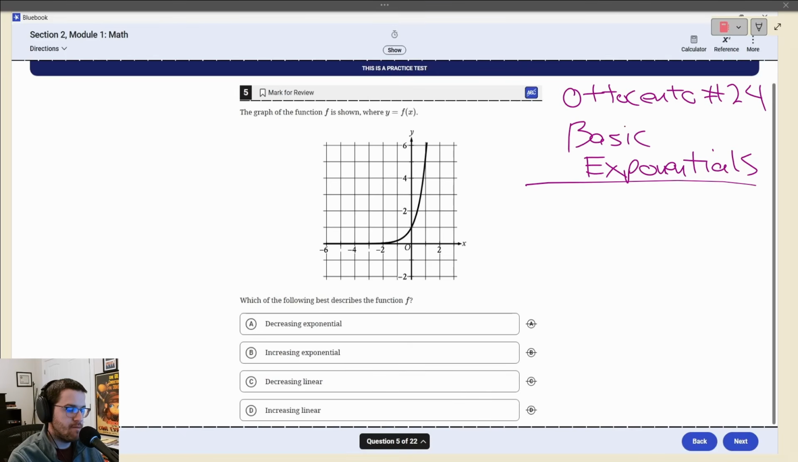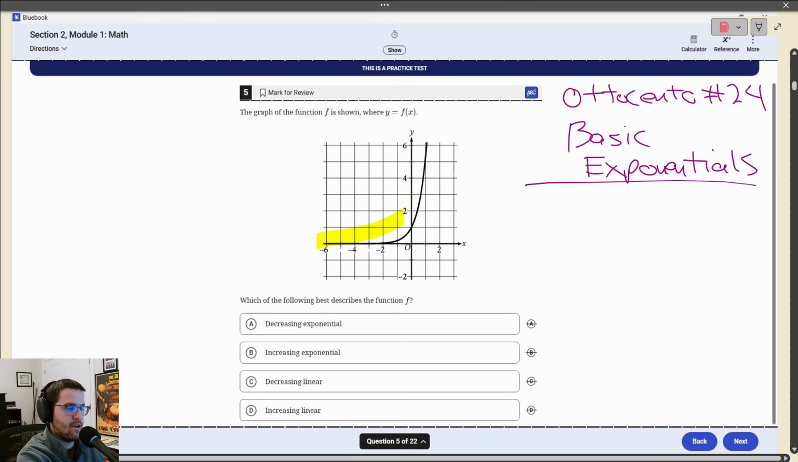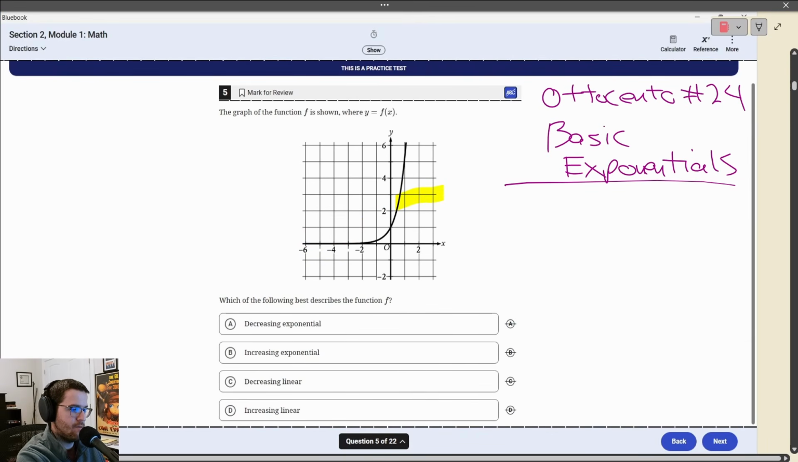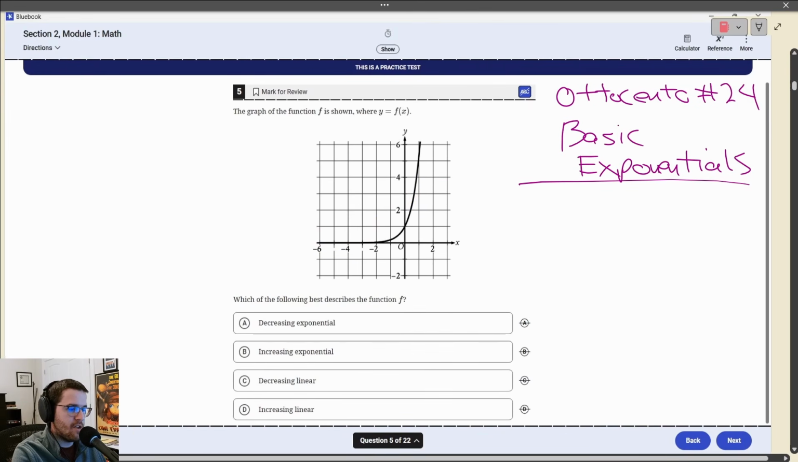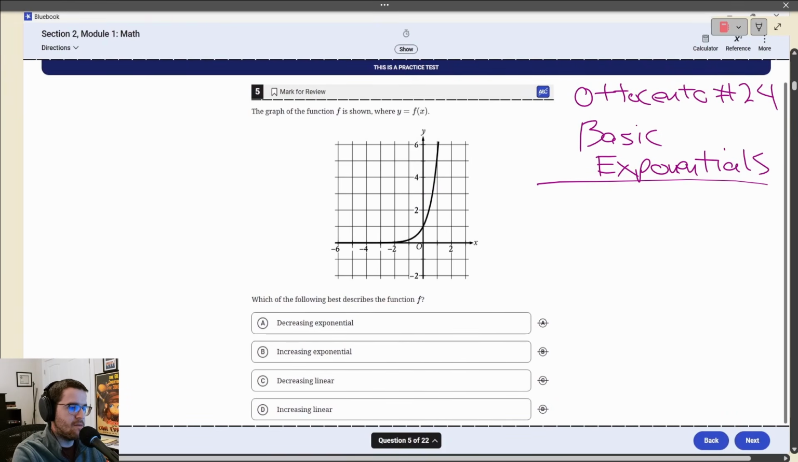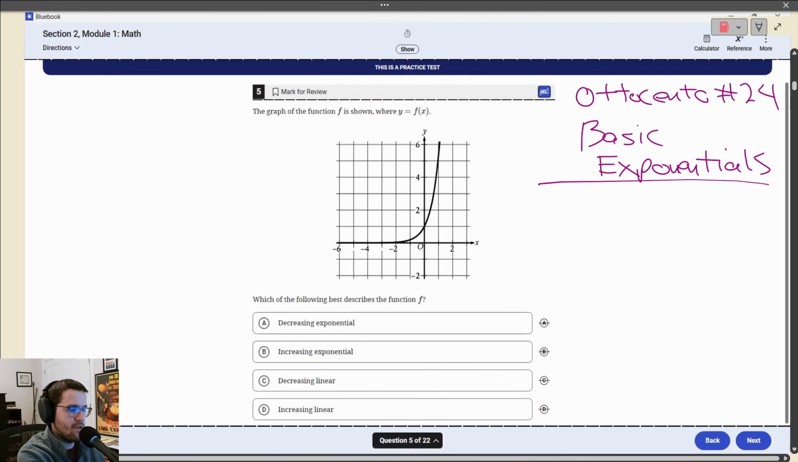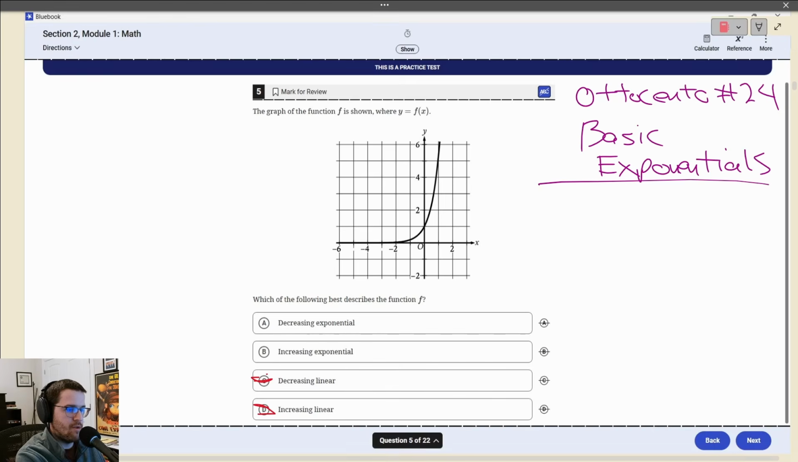Okay, question 5. I go over this in great detail in my Ottocento number 24 on basic exponentials. Please go watch that if you haven't already. So right away I see this graph is not a line, it's a curve. So I'm already kind of thinking that these two are wrong, increasing linear and decreasing linear. Those are both wrong for sure.